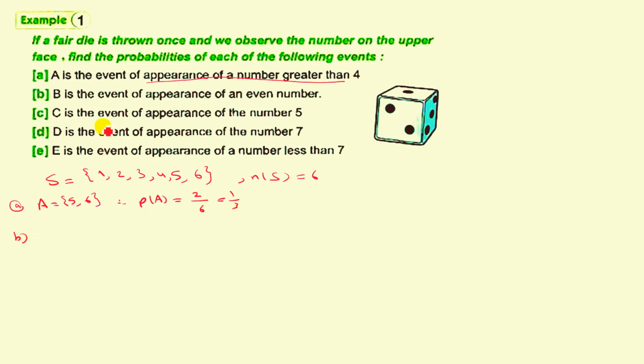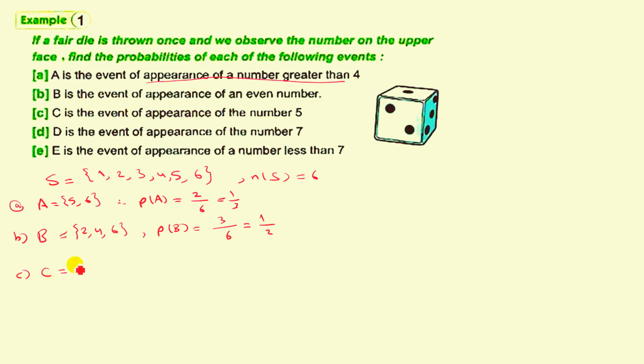Letter B. B is the event of appearance of an even number. What are the even numbers? 2, 4 and 6. Therefore the probability of B is the number of elements of B, 3 over 6. Simplify, it will be half. Letter C. C is the event of appearance of the number 5.